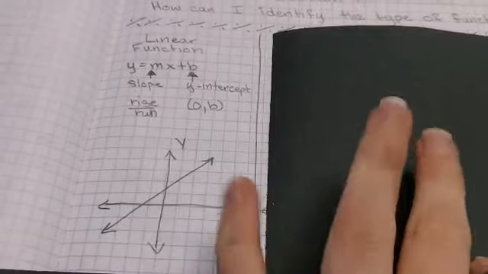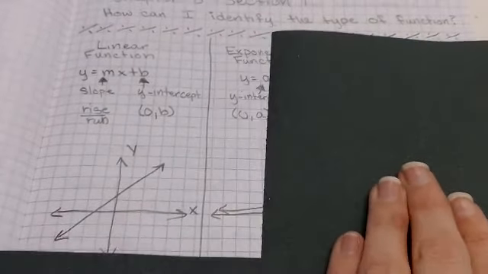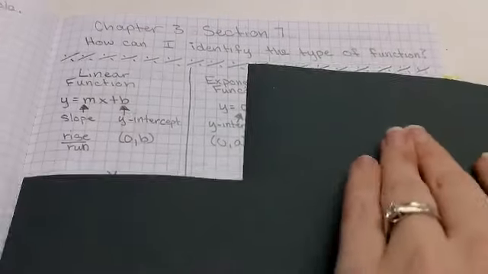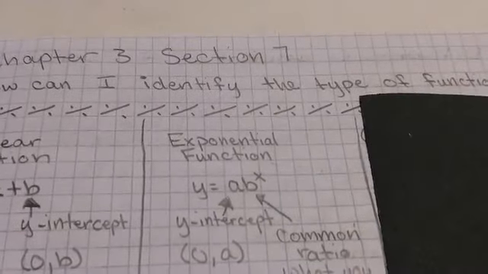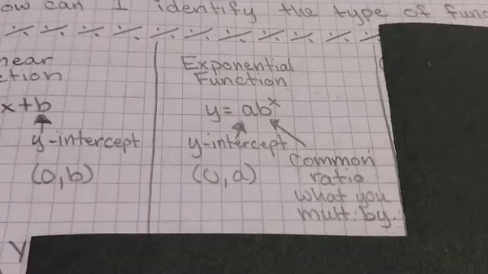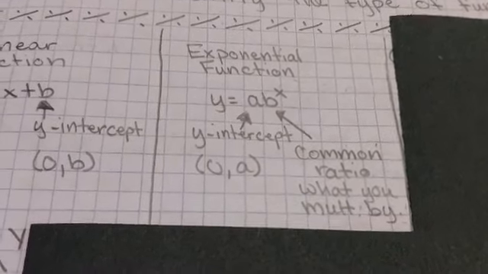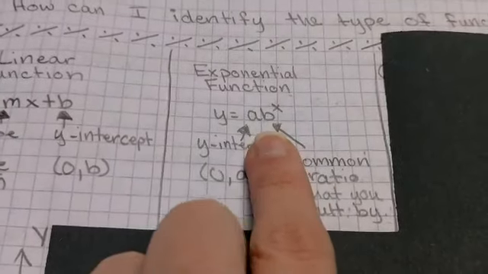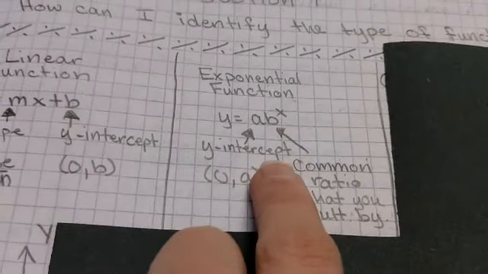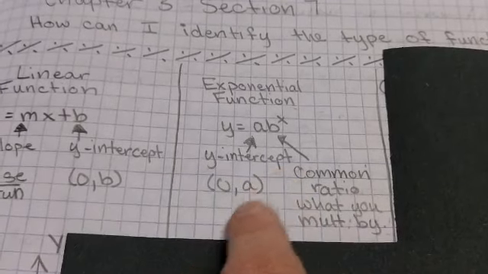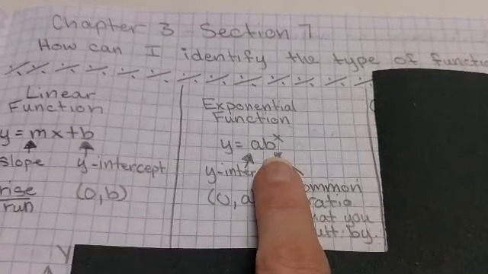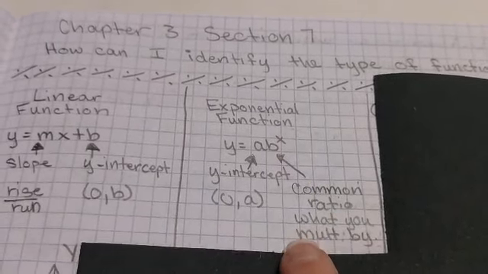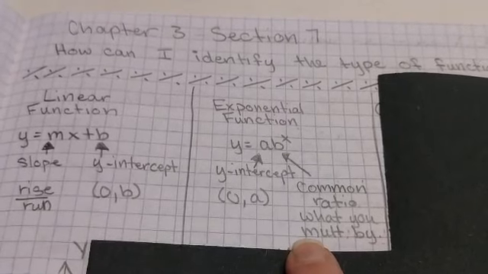Okay, our second one you may not be as familiar with is our exponential function. So exponential uses this equation of y equals a times b to the power of x. Now, our a is our y-intercept, where it's crossing that y-axis. So our y-intercept is going to be at (0, a). B is our common ratio. What number are you multiplying by each time?